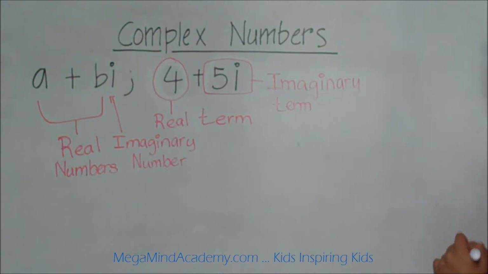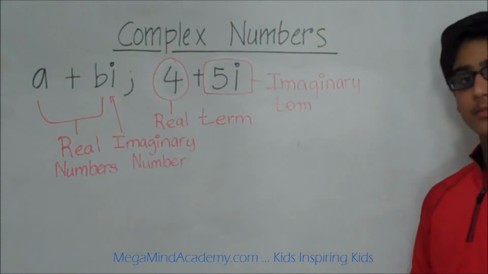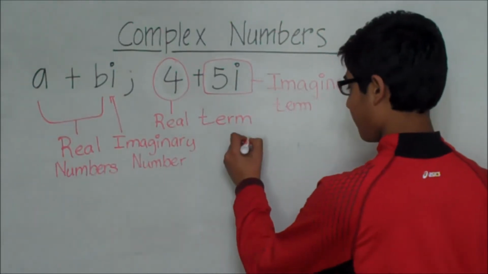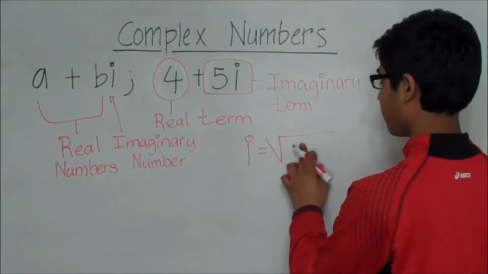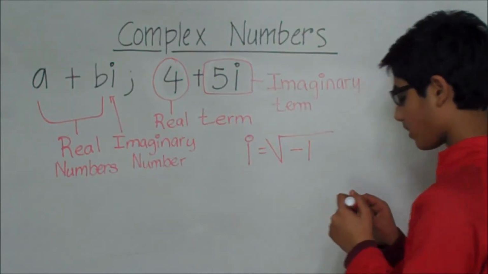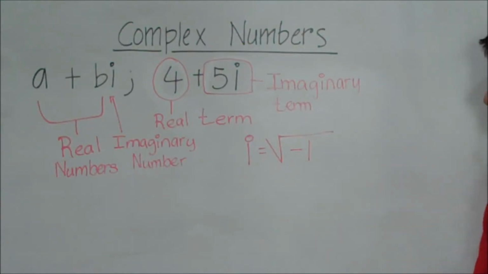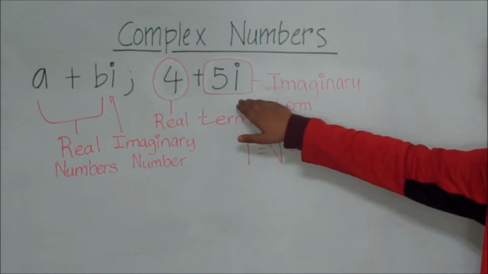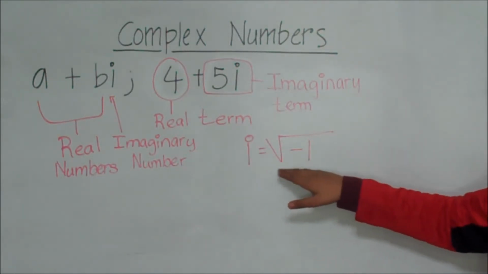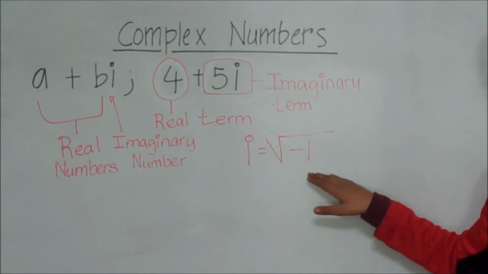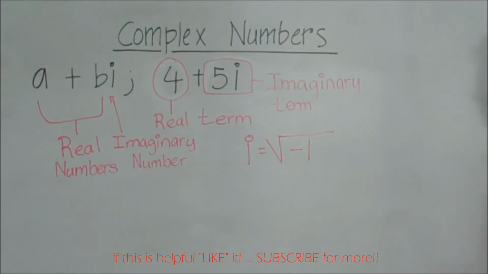The reason it's called an imaginary term is because when anything multiplies with i, it becomes imaginary. And we know that i is equal to the square root of -1. Because there is no square root of -1, it's called an imaginary number. So when anything multiplies with an imaginary number, for example, 5 times i, so it's 5 times the square root of -1, and there is no number that is 5 times the square root of -1. So it becomes an imaginary term.